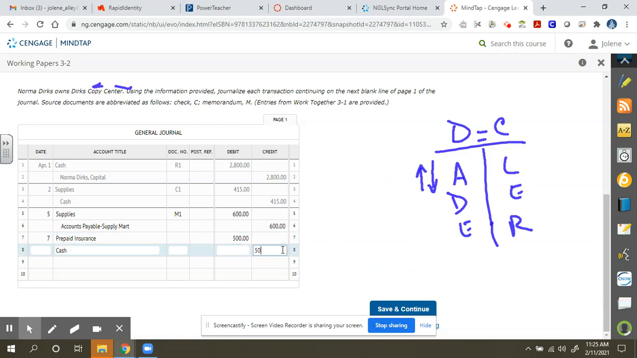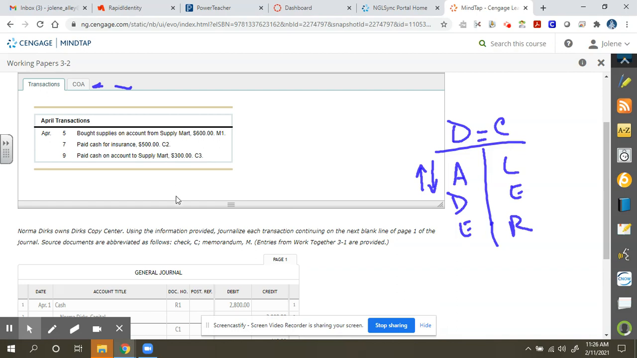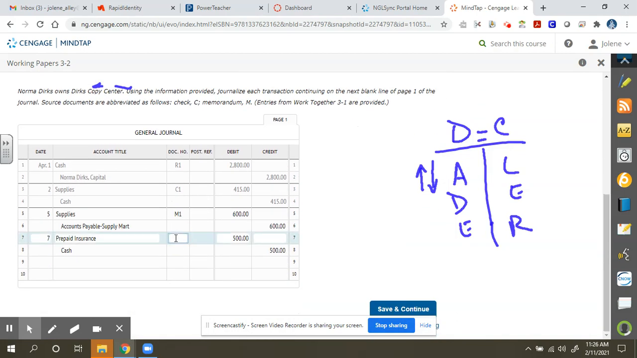Debits equal credits. And it tells me here is C2, check number 2, which is good. We have a check 1 here that we used for supplies, and then we have check 2. Now, these need to stay in order. If it automatically switched to C3, then I'd want to know what happened to check 2. Did somebody write money for something that was not business related and steal my money? So you keep your checks in order. Check 1, check 2, just like you keep your transactions in chronological order.